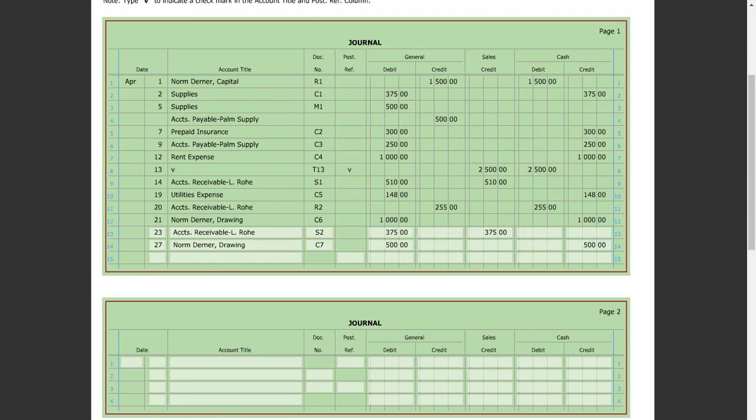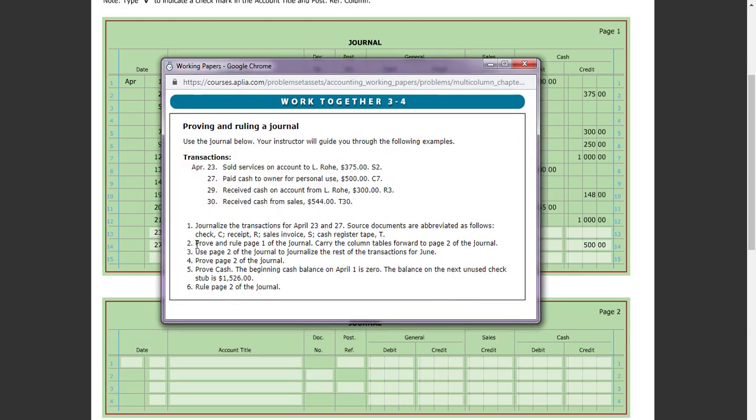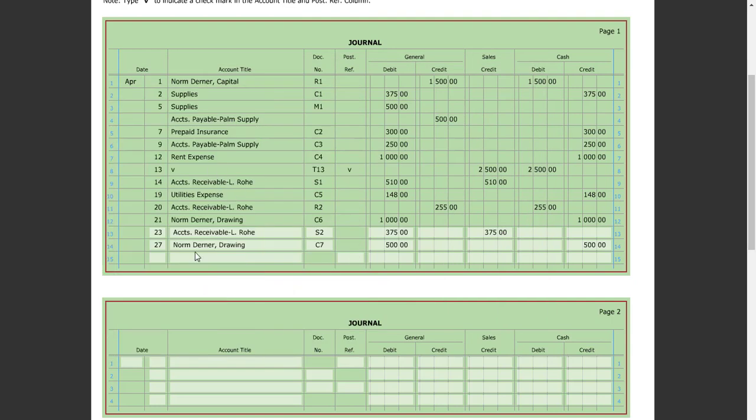So that is instruction number 1. Now, instruction number 2 tells me to prove and rule page 1 of the journal, carry the column totals forward to page 2 of the journal. So what I need to do on line 15 of this journal page is I need to put totals. Now, we are not going to write the word totals because the word total means that's at the end of the month. So the first thing I have to do is I have to put a date in. The date that I put in is the date of the last transaction. So I'm going to put the 27th.